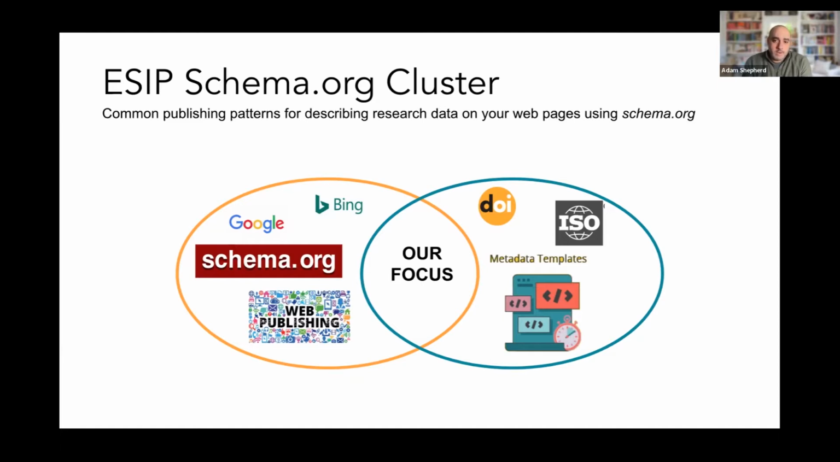And so the ESIP Schema.org cluster marries that focus from the web publishing world with all the great metadata work that happens in describing scientific data sets. So, the content that we put in our DOI records, our ISO metadata or whatever standard you're particularly using for your domain.